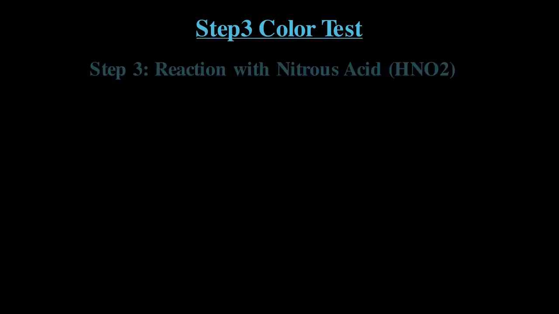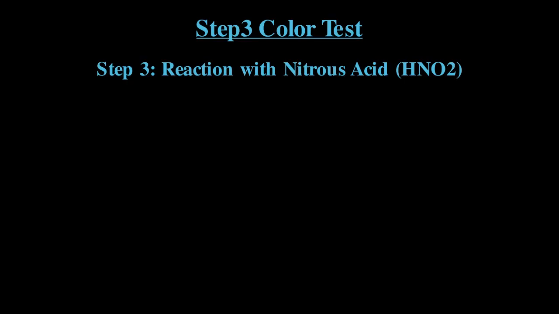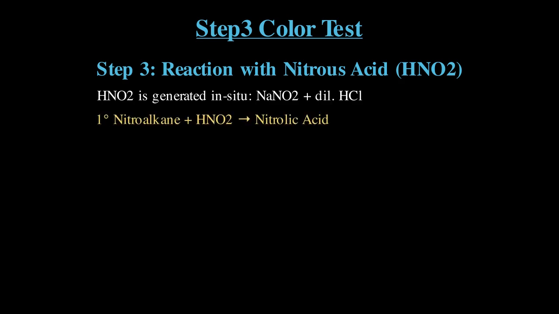Step 3, react the nitroalkane with nitrous acid, HNO2. Nitrous acid is generated in situ from sodium nitrite plus dilute hydrochloric acid. This is the key differentiating step. It requires alpha hydrogens on the carbon bearing the nitro group. For the primary nitroalkane with 2 alpha H, it reacts with HNO2 to form nitrolic acid. The structure is R-C with a double bond to NOH and a single bond to NO2. It has a yellow color at this stage.